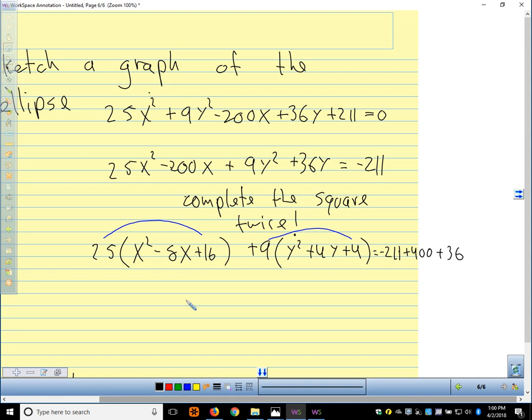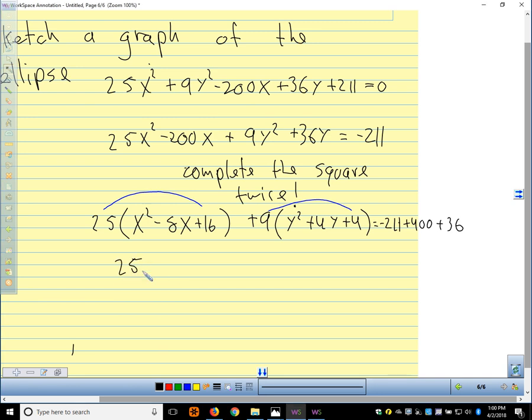No, I'm adding the same thing to both sides. I'm adding 400 to the left, so I need to add 400 to the right. Before, when we were completing the square, we had everything on the same side of the equation, so I added and subtracted on the same side.